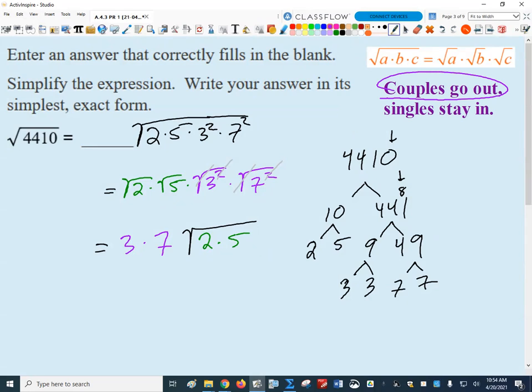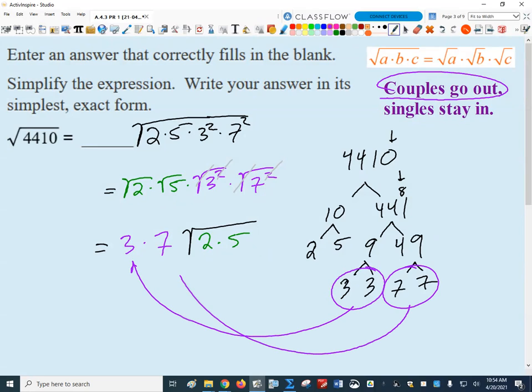I'm going to put circles. The way I do this, I put circles around the couples and boxes around the singles. So we had couples of 3 and 7, right? So I had a couple of 3s, which gave me a single 3 outside the radical. The couple of 7s gave me a single 7 outside the radical. Singles stay in. Well, look, I had a single 2 that stayed in the radical and a single 5 that stayed in the radical. How about that? Easy.